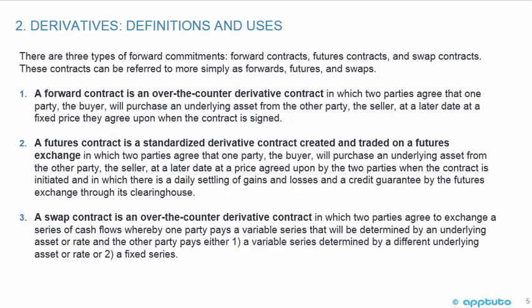So that's some important points there that is often brought up in practice questions. The difference between a forward contract and a futures. A forward is over the counter. A futures is standardized and it's listed on exchange.